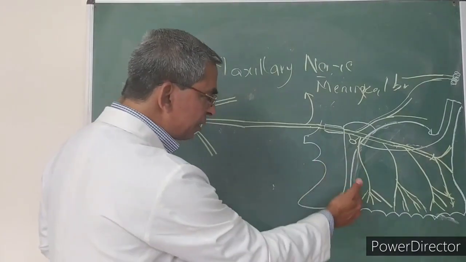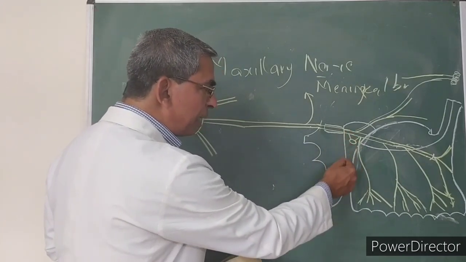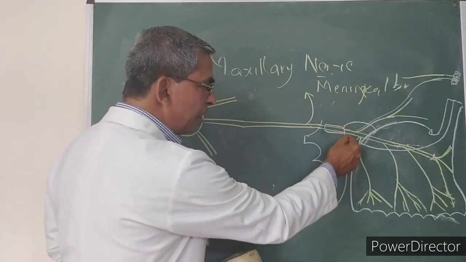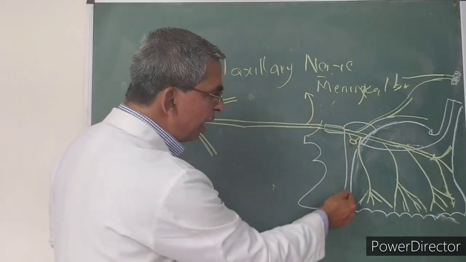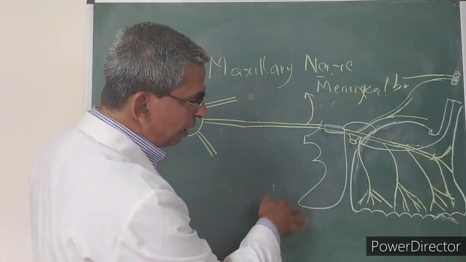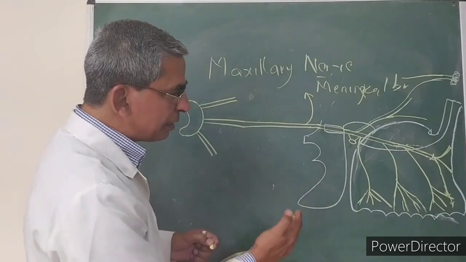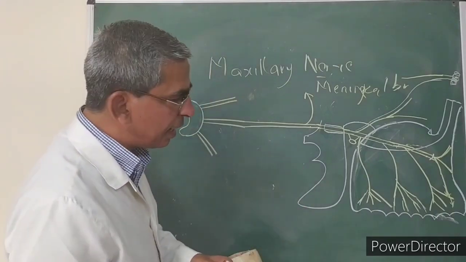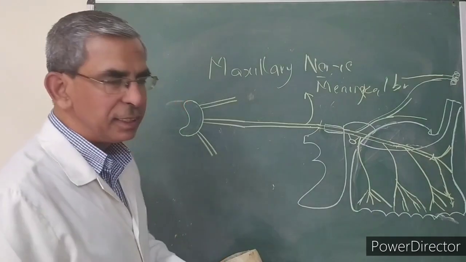The other certain branches come from the pterygopalatine ganglion. These are branches of the maxillary nerve which pass through the pterygopalatine ganglion without relay and supply the mucous membrane of the palate, soft palate, pharynx and the nasal cavity. We will discuss these branches of the pterygopalatine ganglion in the next lecture. So I think this is all about the maxillary nerve.